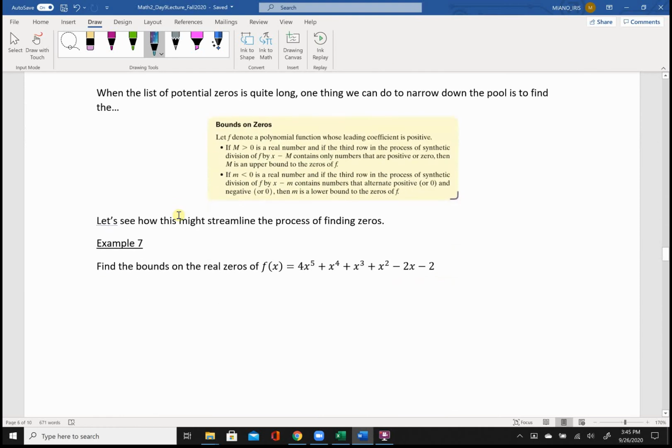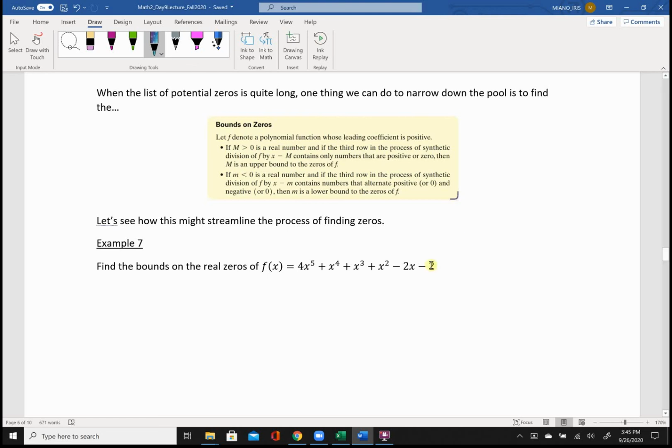All right, so when your list of potential zeros can be quite long, or if you just want to know what the bounds of the zeros are, you can go to this yellow box right here, which describes the process in which you would find the lower and upper bound, by those bullet points, of a particular function f.